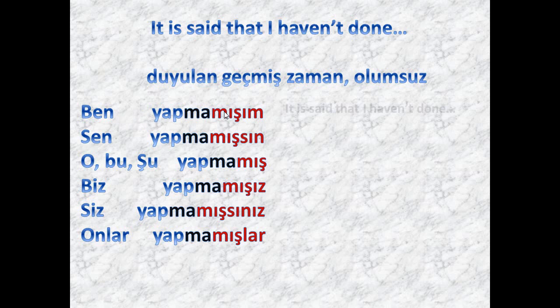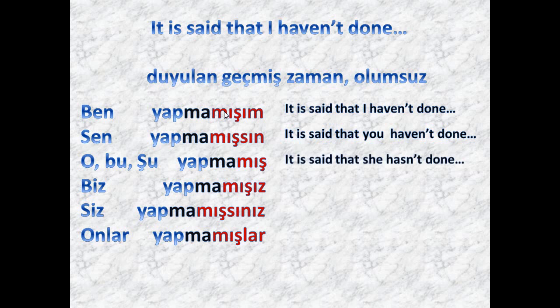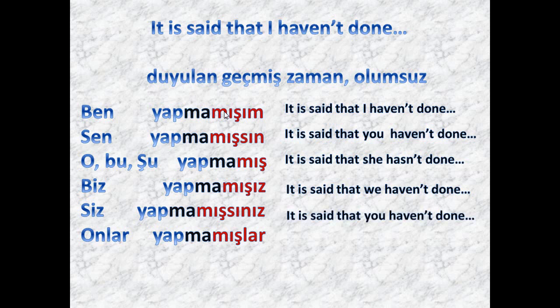Ben yapmamışım means it is said that I haven't done. Sen yapmamışsın, it is said that you haven't done. O yapmamış means it is said that he hasn't done. Biz yapmamışız, it is said that we haven't done. Siz yapmamışsınız, it is said that you haven't done. Onlar yapmamışlar, it is said that they haven't done.